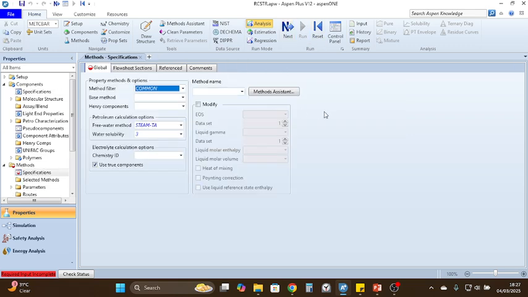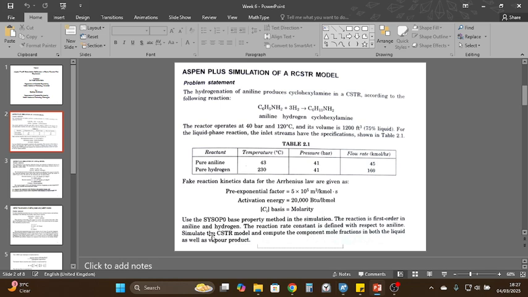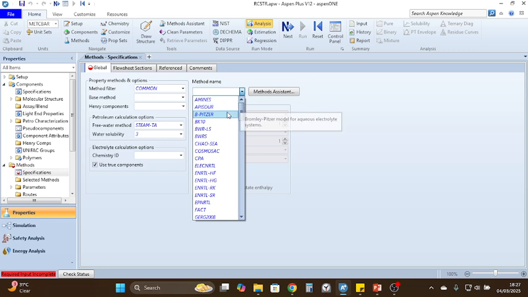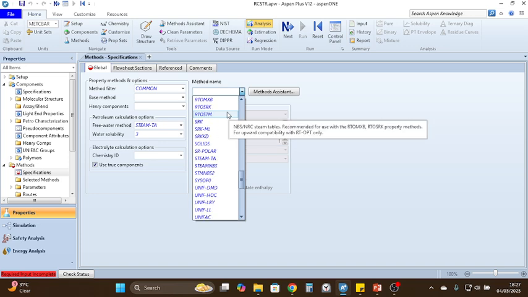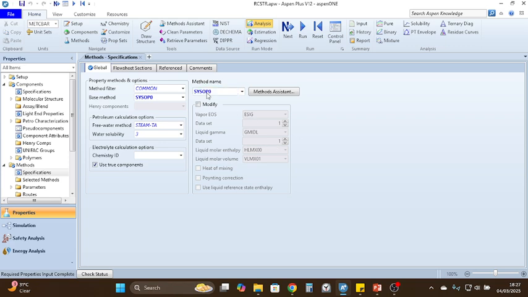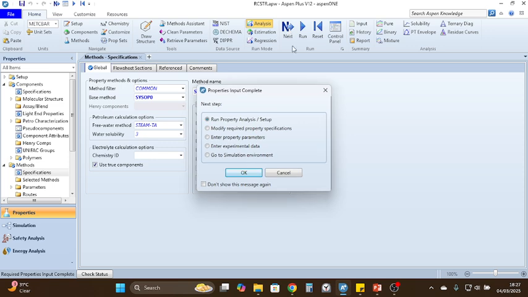Next is the method name. In the problem it is specified that we have to use the SYSOP0 base property method. If this was not given, we could have used the method assistant. Since the thermodynamic property is mentioned to us, let us use the stated thermodynamic method. SYSOP0 is ideal, or Raoult's law. So we have specified the method name. We are going to click on next.